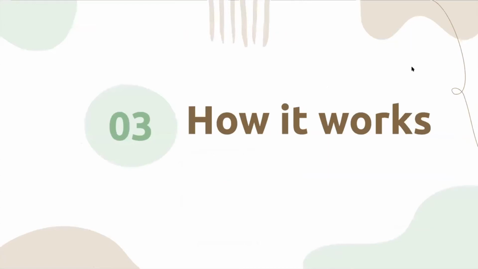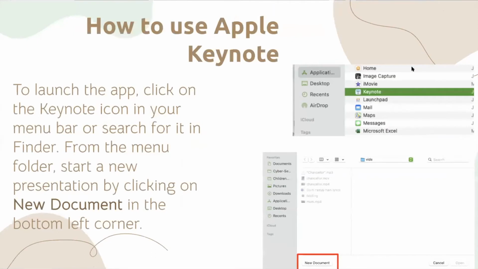And now how it works. How to use Apple Keynote. To launch the app, click on the Keynote icon in your menu bar, or you can search for it in Finder. From the menu folder, start a new presentation by clicking on New Document in the bottom left corner.